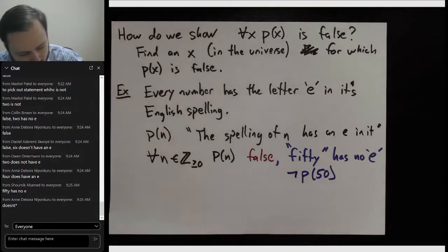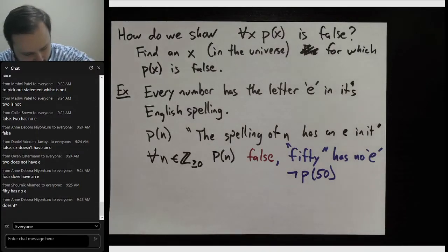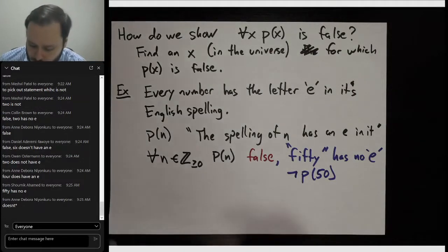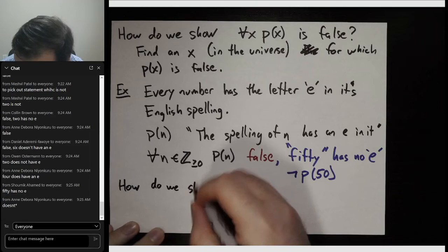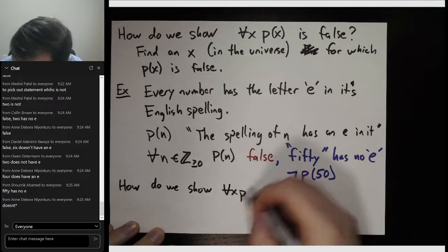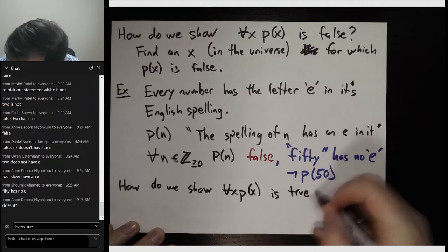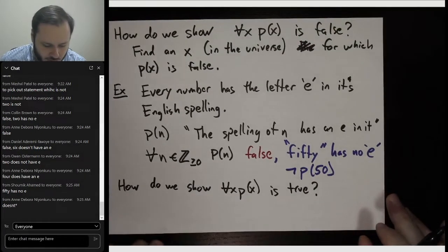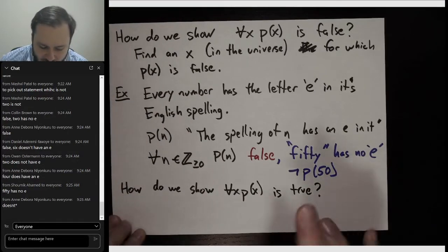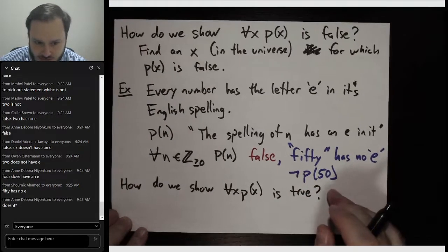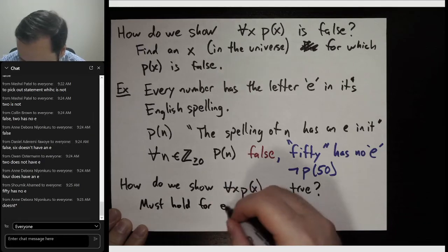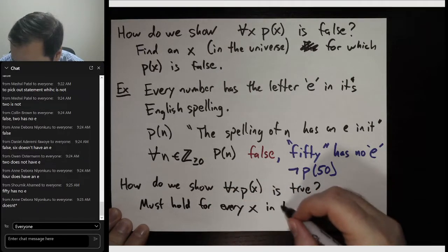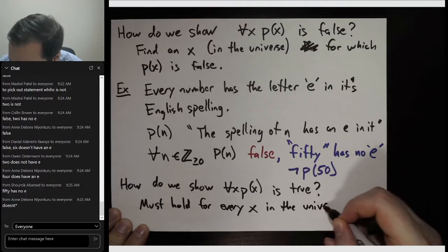Okay. On the other hand, proving a for all statement is true is a lot harder. If we want to show a for all statement is true, we need to show that it holds for every x in the universe, and there could be infinitely many.